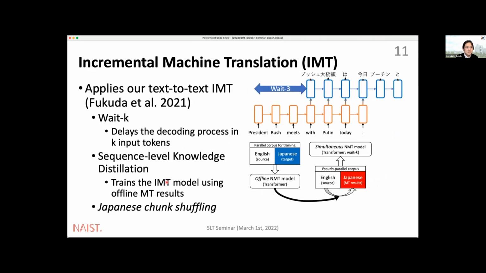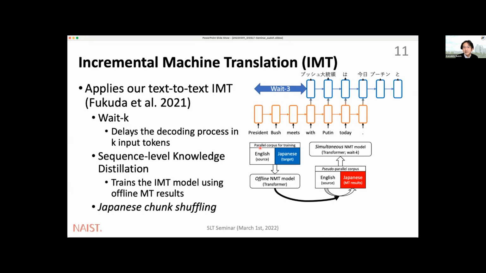So for the machine translation part, we still use the technology called wait-K, starting the decoding process after just K input tokens. This is really simple. So, this one is a very simple example of Japanese translation with wait-3. We just wait for the 3 input tokens and start translation, decoding output from the 4th step in the translation process.